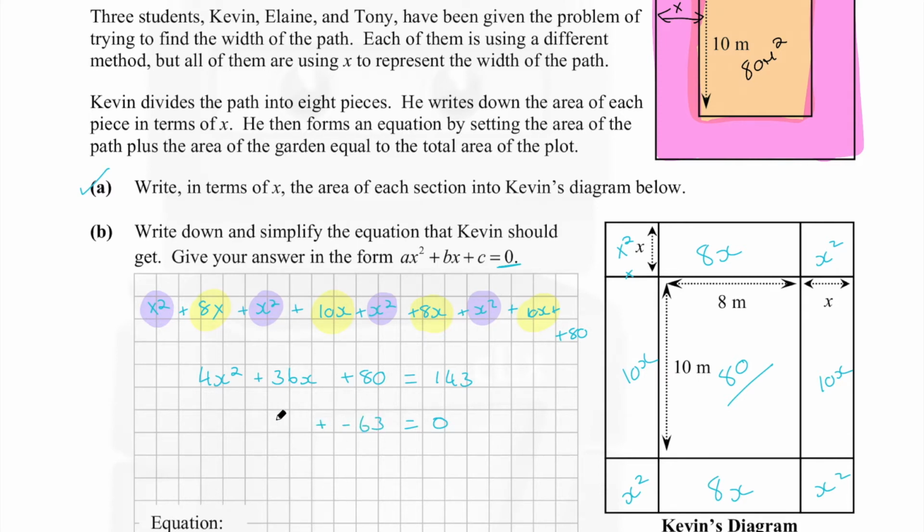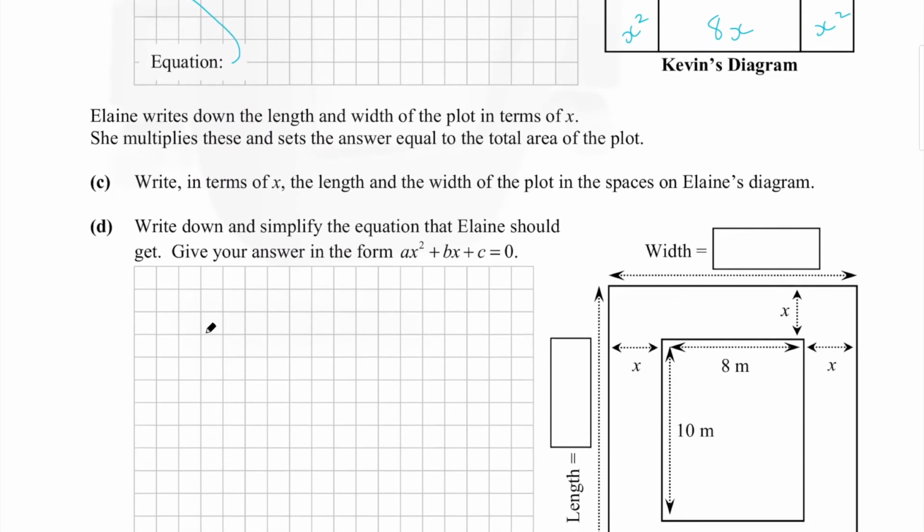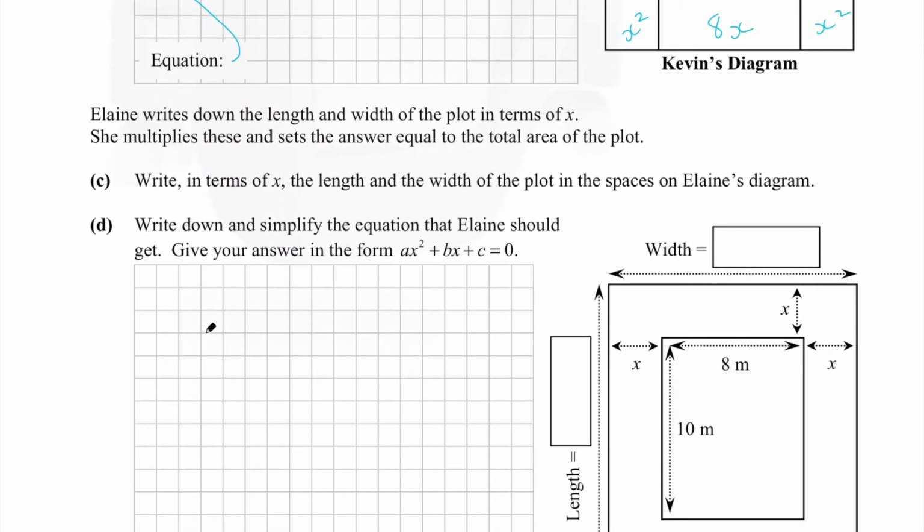So I've got this set up now. 4x squared plus 36x minus 63 is what we have, and that's equal to 0. So that's our equation, which they were looking for. Now, it says the next one. Elaine writes down the length and width of the plot in terms of x. She multiplies these and sets the answer equal to the total area of the plot. Write in terms of x the length and the width of the plot in the space on Elaine's diagram.